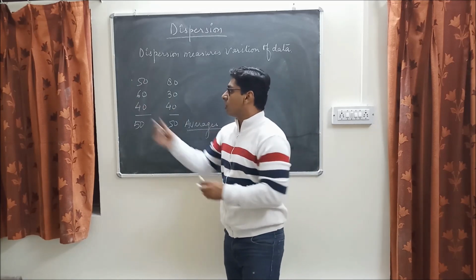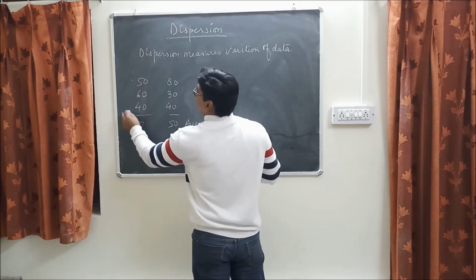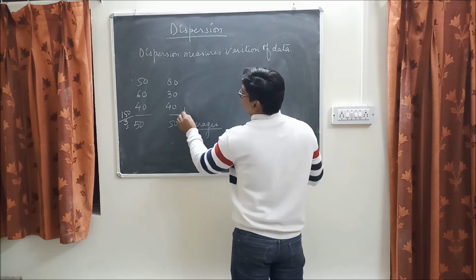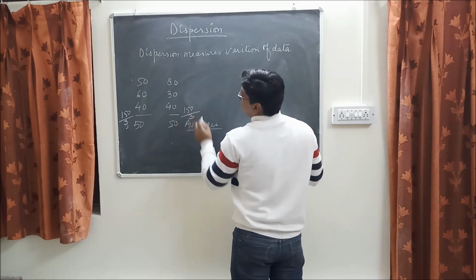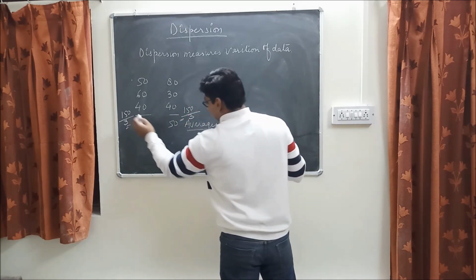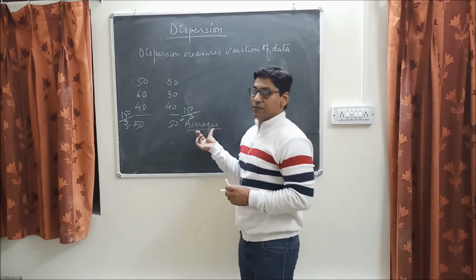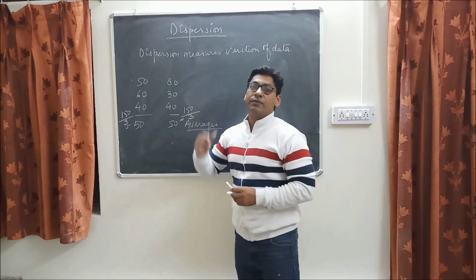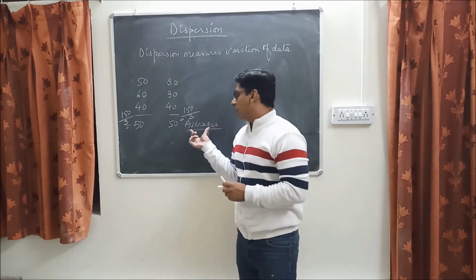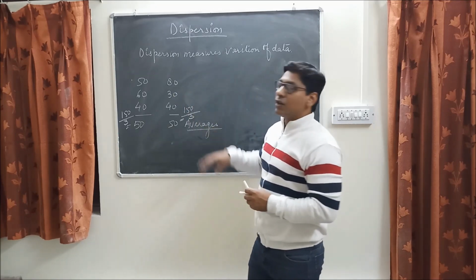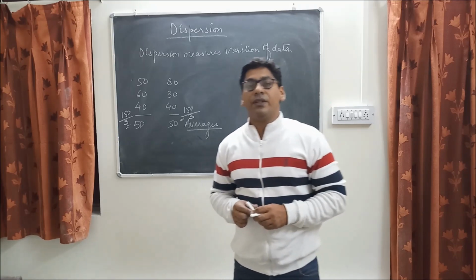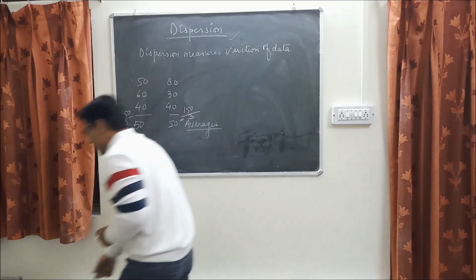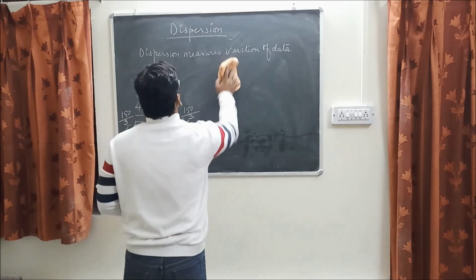The total of this is 150, 150 divided by 3, 50. Total of this is also 150 divided by 3, it is 50. So with the help of averages, means with the help of central tendency, we can't find the variation between the data. So for the calculation of variation between the data we have to use dispersion. In dispersion different methods are used.